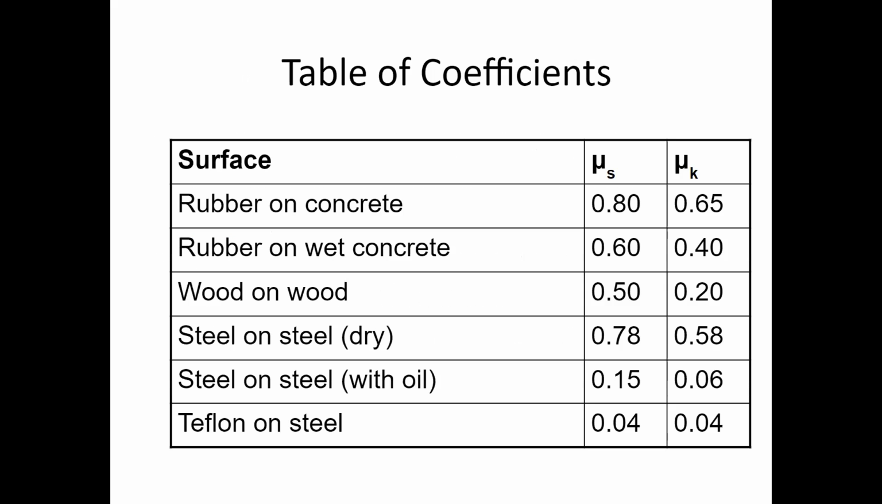Here's an example of coefficients of friction. The closer to 1, the more friction there is. The closer to 0, the less friction there is. So you'll never see a coefficient of friction above 1 or below 0. It's always between 0 and 1.